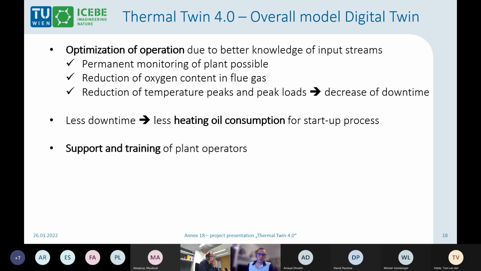So when we can decrease this oxygen content, we can increase the efficiency by some percent points, and get out more heat and electricity. And when we reach a reduction of the temperature peaks and peak loads, then we can decrease the downtime of the kiln. And less downtime means less heating oil consumption for the startup process, which has clearly an economic and ecologic point of view. And last but not least, the support and training of the plant operators gets possible because it's really challenging to operate such a plant.